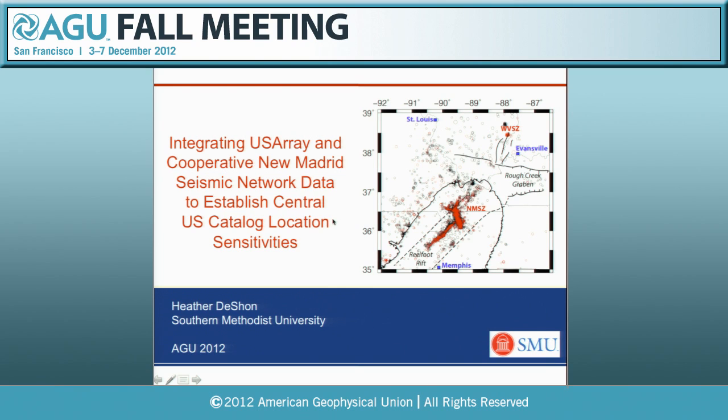So I'm going to look at how adding the transportable array phase data makes a difference in catalog locations in the region that SERI is in charge of locating earthquakes in. So the New Madrid seismic zone, north of the New Madrid seismic zone outside of the Mississippi embayment, generally we'll be looking at how transportable array data changes our view of earthquake locations inside the northern Mississippi embayment and also to the north here.